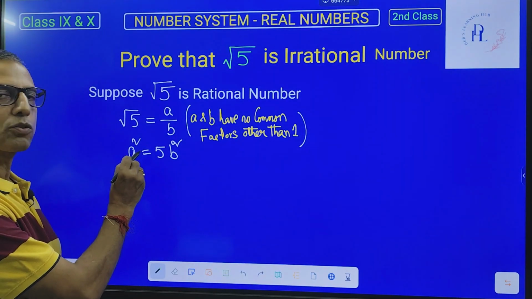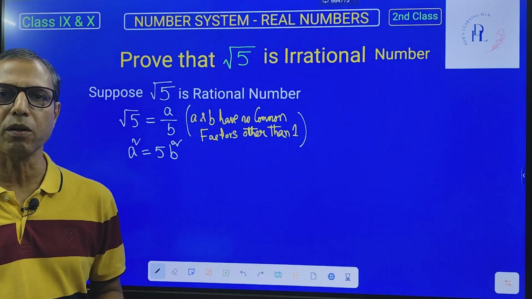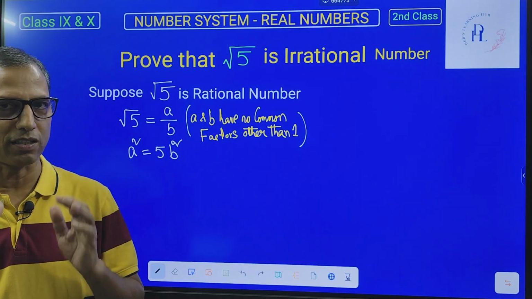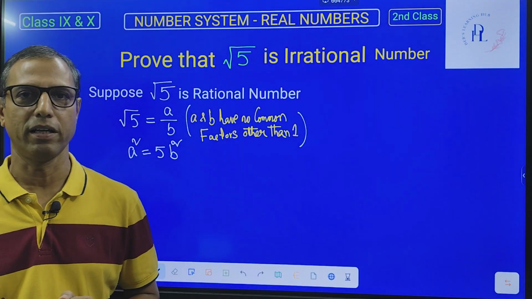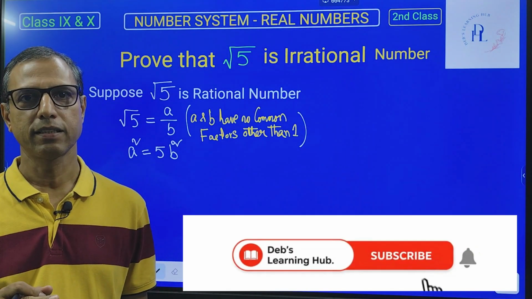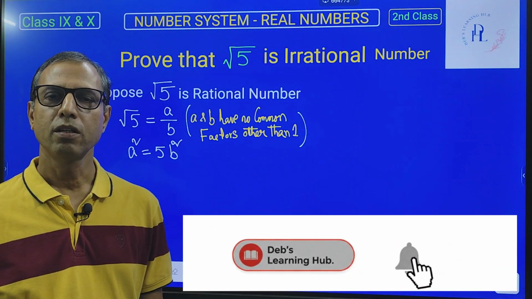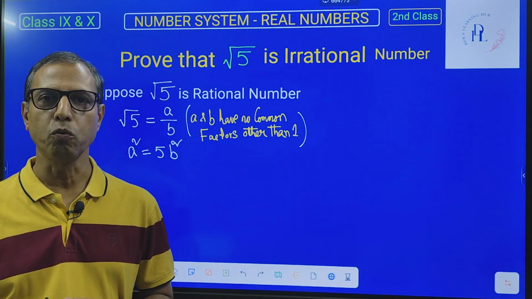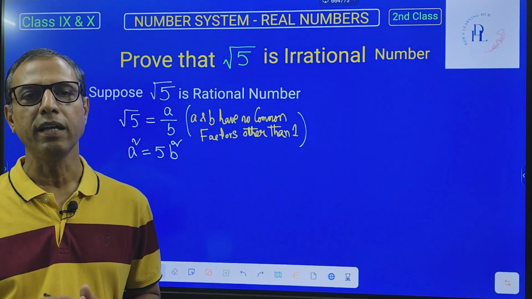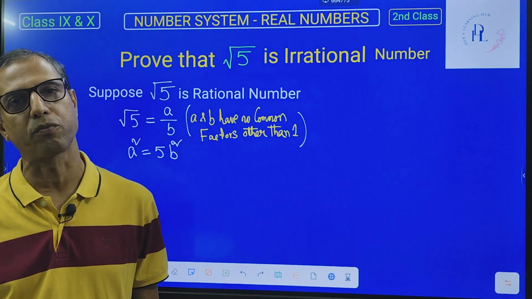If a square is a multiple of 5, that means a is also a multiple of 5. Here most of the students get confused, they don't understand exactly. I am giving you a simple number example. Let's say 36. It is 6 square. So 36 is a multiple of 2. So if 36 is a multiple of 2, 2 into 18, then root of 36, that is 6, is also a multiple of 2.